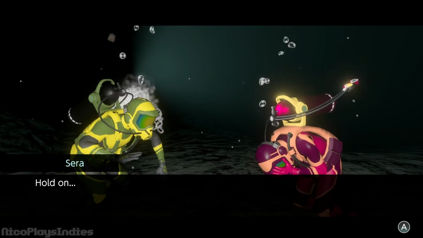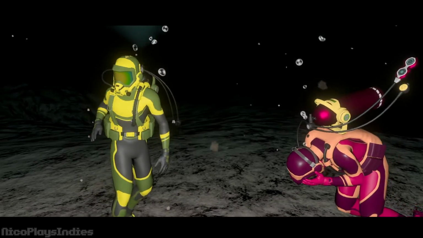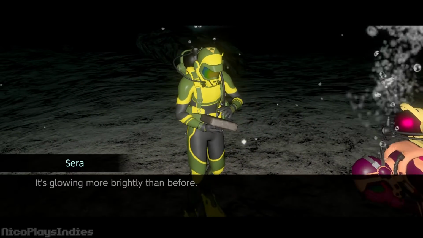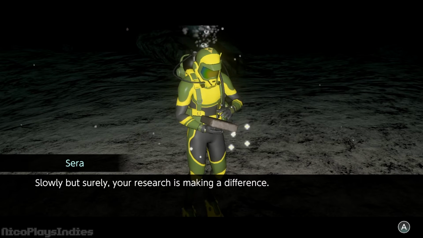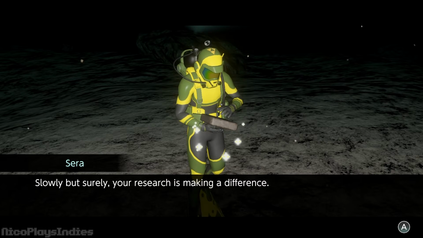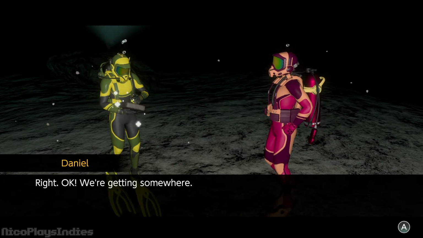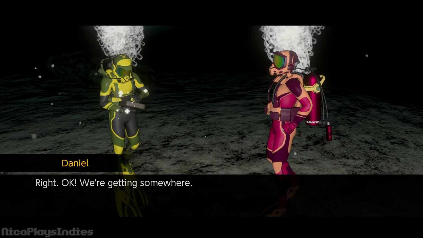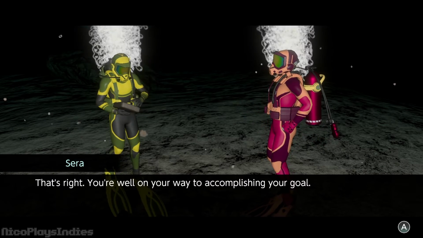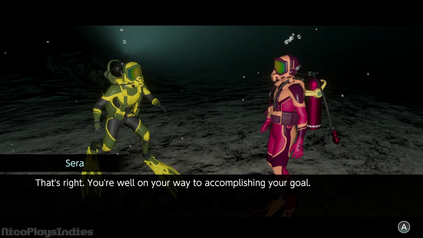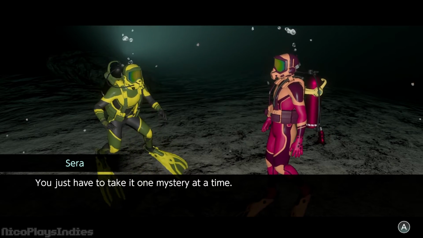Hold on. Look at the mystery board. It's glowing more brightly than before. Slowly but surely, your research is making a difference. That's right. You're well on your way to accomplishing your goal. You just have to take it one mystery at a time.